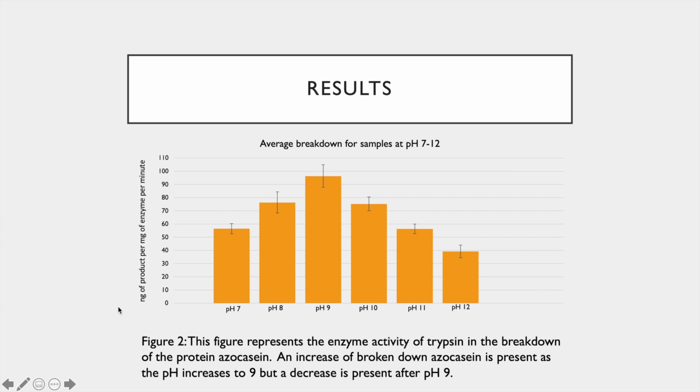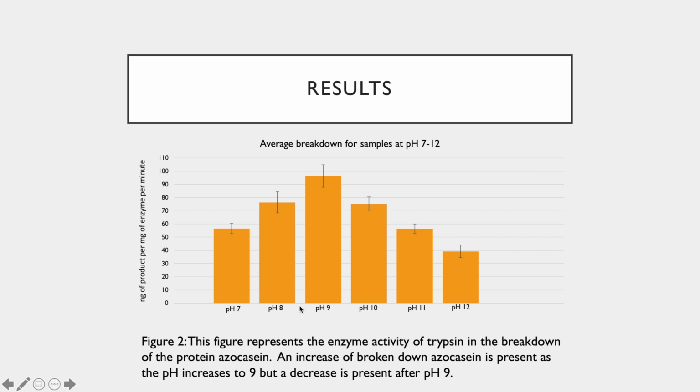As we can see, this graph represents a relationship between product produced and pH 7, 8, 9, 10, 11, and 12. We can see that as the pH increases to 9, there is an increase in product produced, which indicates an increase in enzyme activity. But after pH 9, we can see that there's a drop off in product produced, which indicates a decrease in enzyme activity. If we look closely, we can see that none of these standard deviations overlap, which indicates that all these data sets are statistically different.